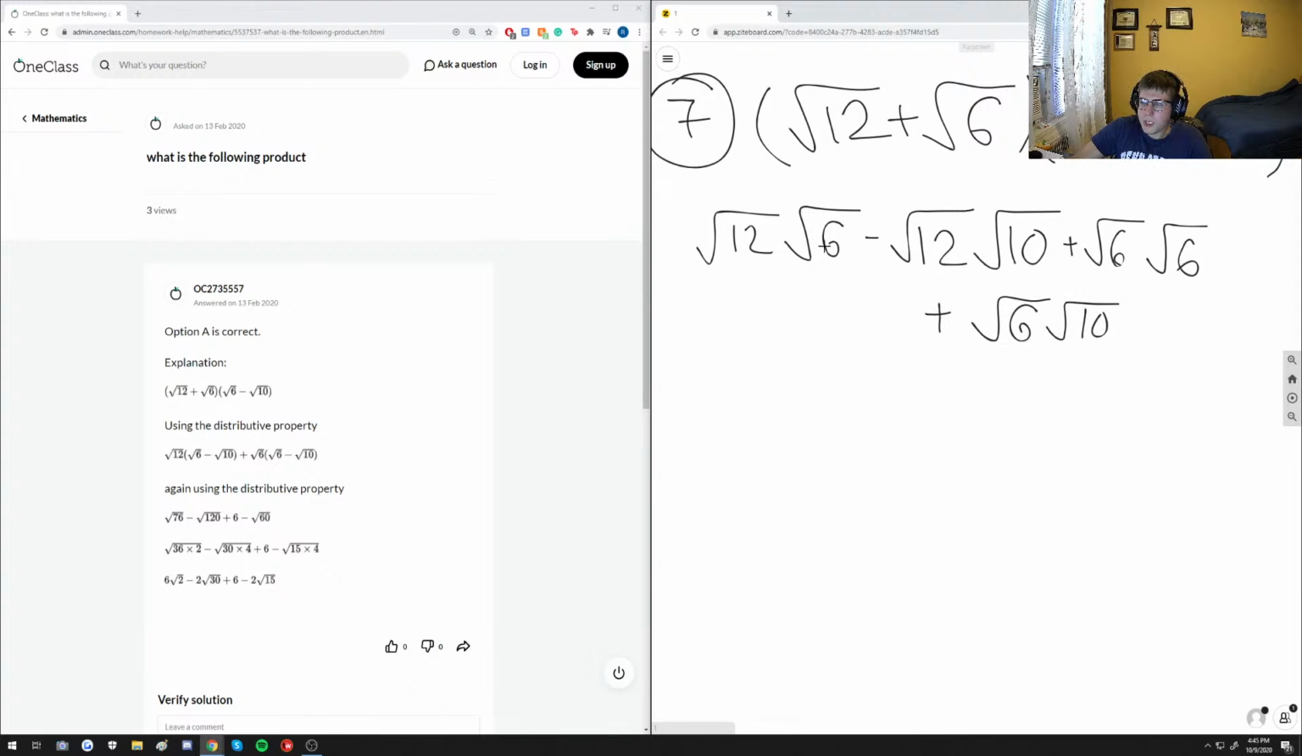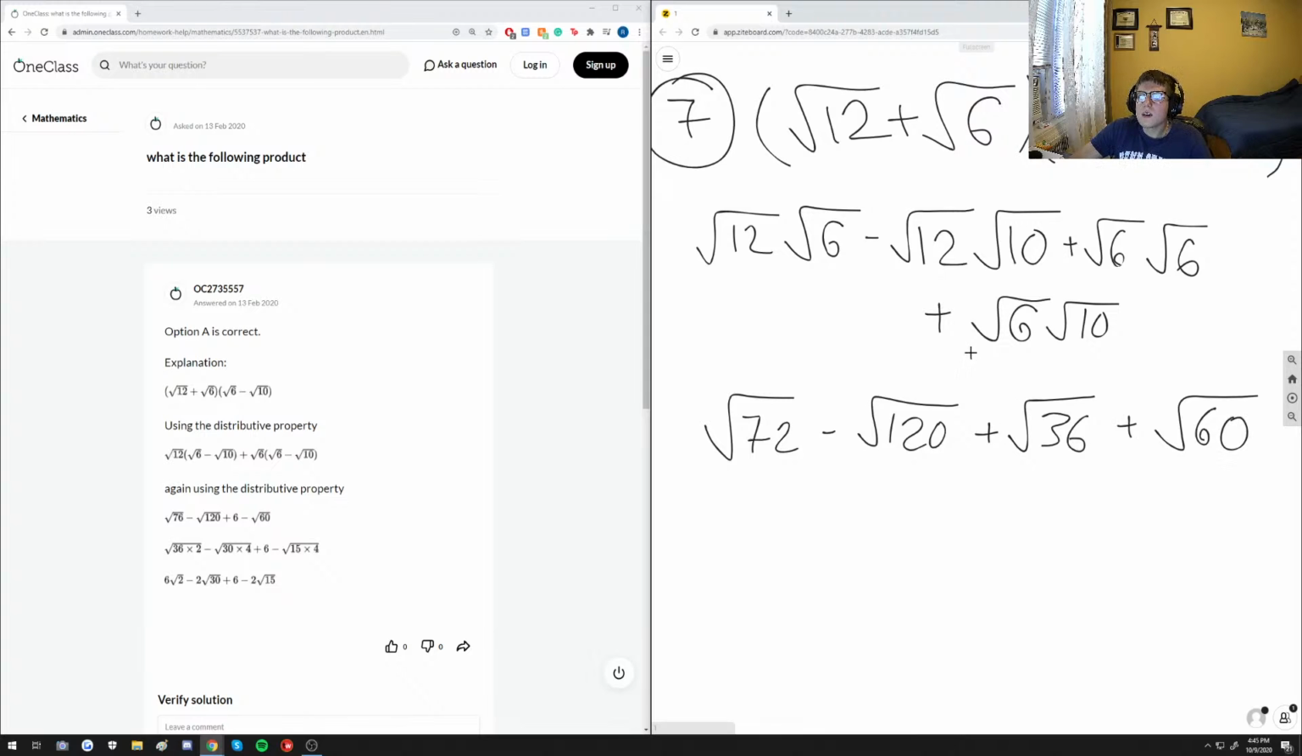And now by just bringing them in together as products inside of their respective square roots, we're going to have the square root of 72 minus the square root of 120 plus the square root of 36 plus the square root of 60. Now, in order to actually begin to evaluate these and see if we can combine anything, we have to simplify these radicals.